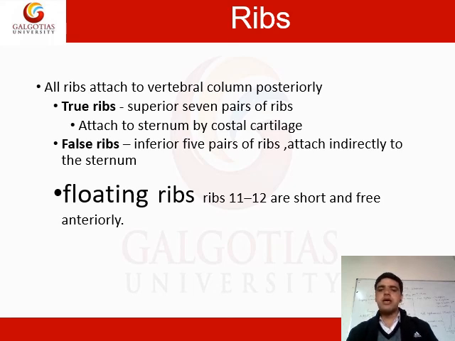They are attached to the adjacent superior ribs. The last 2 pairs are known as floating ribs, that is, the 11th and 12th ribs, which are short and do not come to the anterior portion of our body. That's why the term floating ribs has been given.